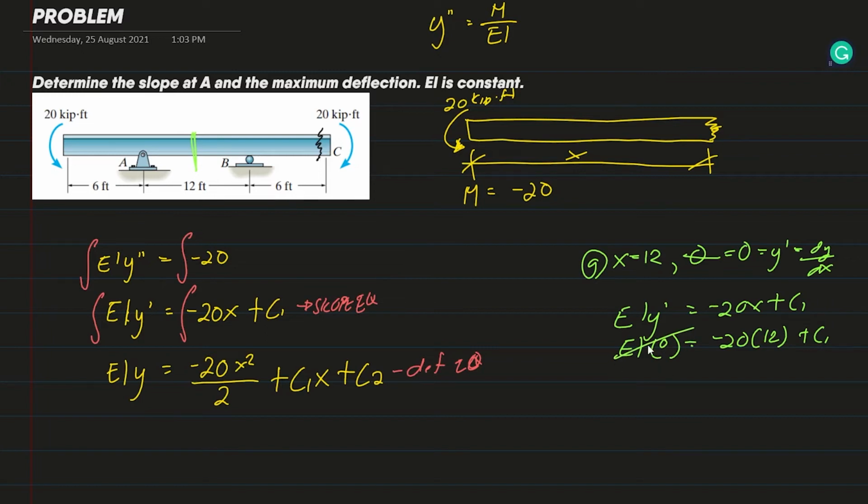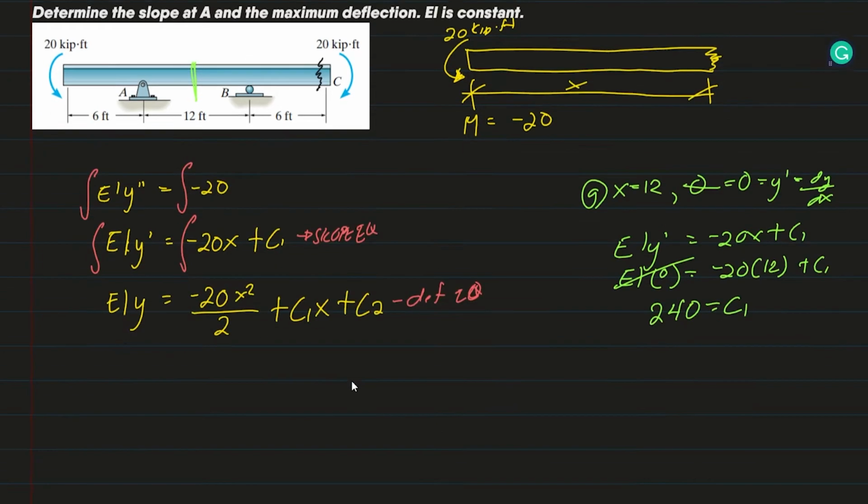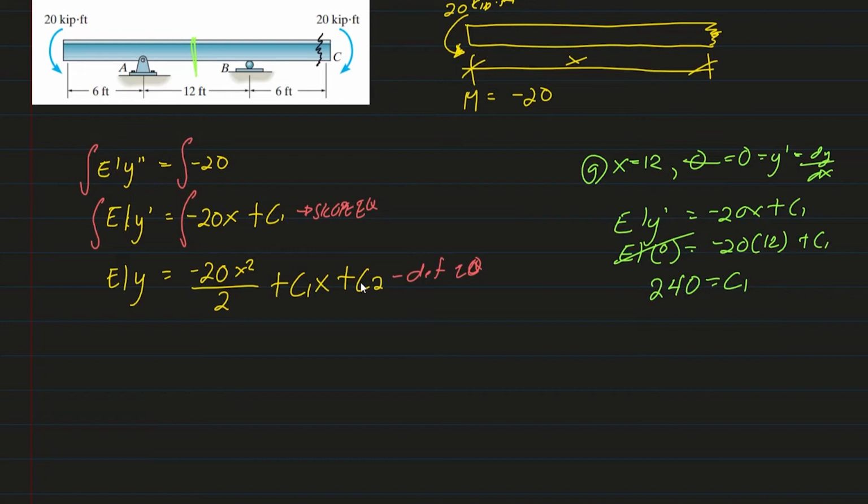Ito, cancel yan kasi times 0. Tapos ito, 20 times 12 magiging negative 240. Pero ilipat natin sa kabilang side, magiging positive 240. Yan. So, that's the value of our C1. Now, let us go here sa ating deflection equation so we can solve for C2.